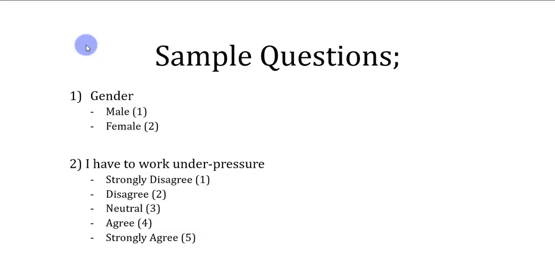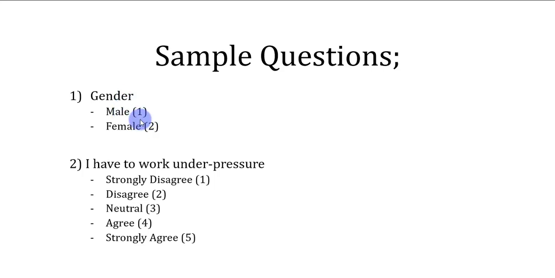So suppose I am going to use these two questions to create variables in SPSS. As you can see, the first question, gender, has two options, male and female. Each option is assigned some number, like male has 1 and female is assigned 2. So basically this is the process of codification.